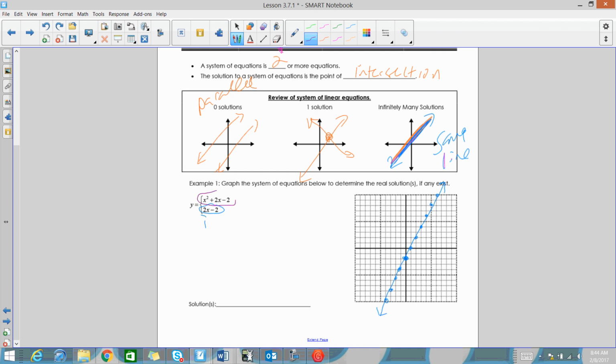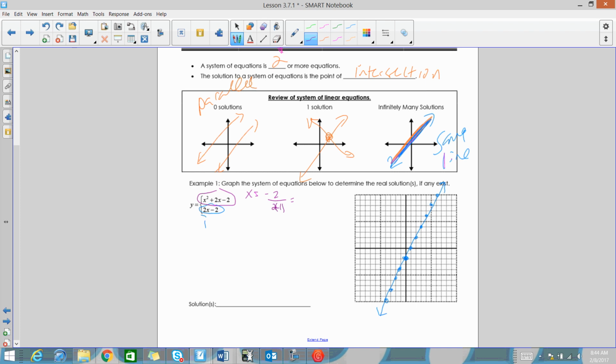Now the second is the quadratic. It's up to you how you want to figure it out. But for me, what I'm going to do is first find my vertex. My x value is negative b over 2a, so negative 2 over 2 times 1.